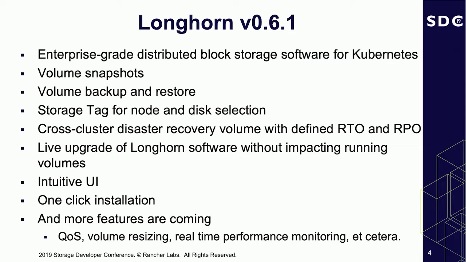Longhorn also supports cross-cluster disaster recovery volumes with defined RTO and RPO. RTO is the recovery time objective, and RPO is the recovery point objective. It basically defines how fast you can get your backup volume up in another cluster. I will talk more about it in the demo later. We also support live upgrade without impacting the running volumes most of the time, about 90% of the time. But of course, sometimes you have an architecture change or an API change, and sometimes things break, so it's not 100% of the time.